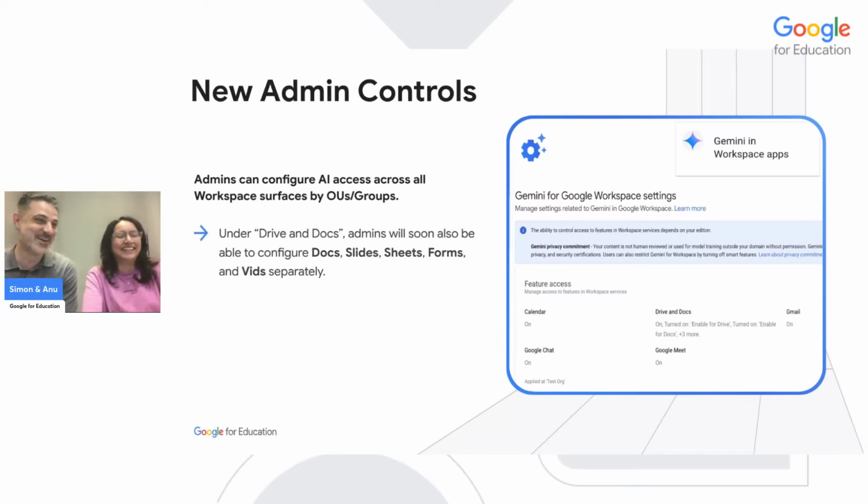Admin controls are extremely cool and important. We know that you've been wanting more control around AI access, and we're bringing that: the ability to configure AI access by OUs and groups across all the Workspace surfaces, so Docs, Slides, Sheets, Vids, etc. And all these controls are going to be launching in the next few months.